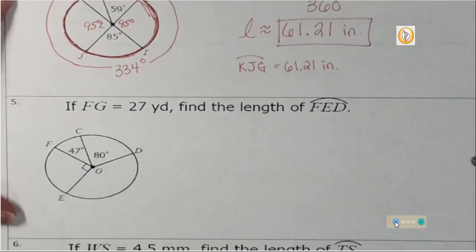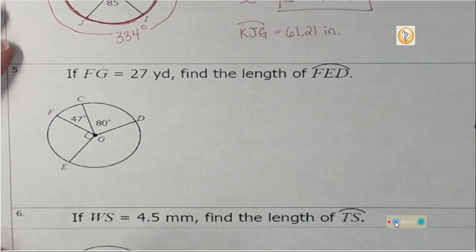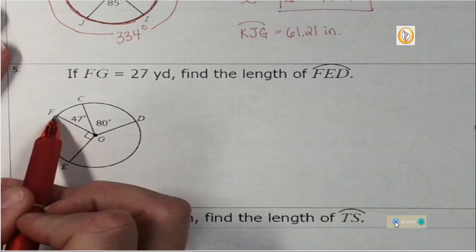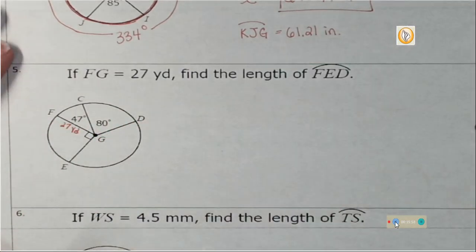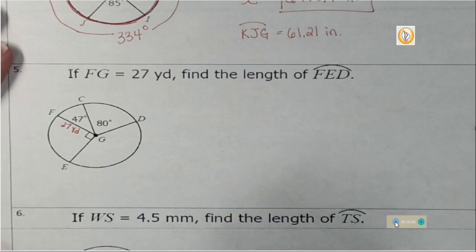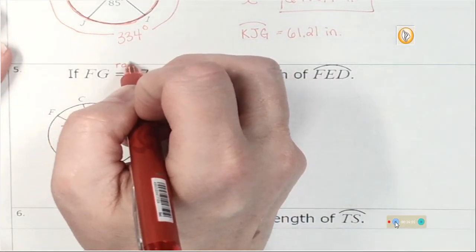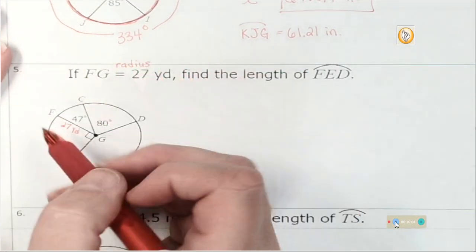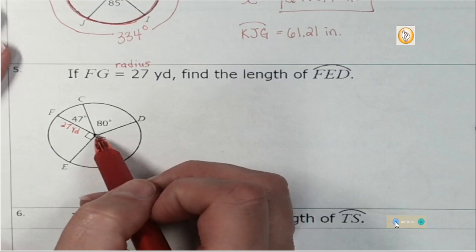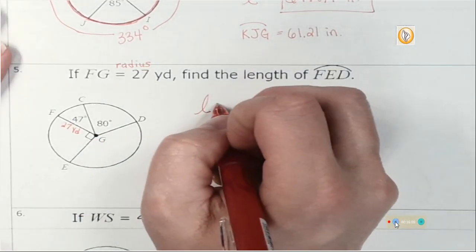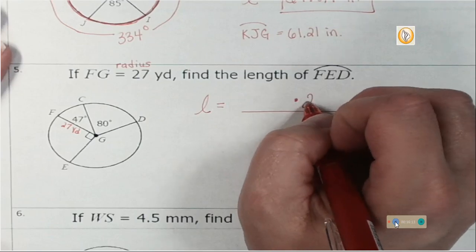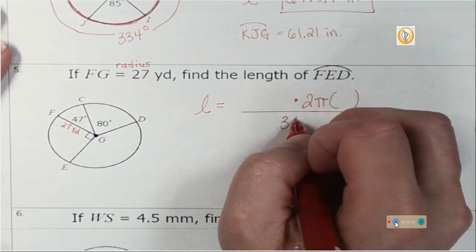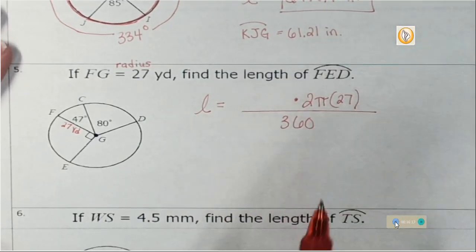All right, let's look at number 5. Number 5 says, if FG is 27 yards, is FG a radius or a diameter? Talk to me. F to G goes to the middle, that's my radius. So I need the length of arc FED. So that is the arc measure times 2 pi r over 360, and you know the radius is 27.